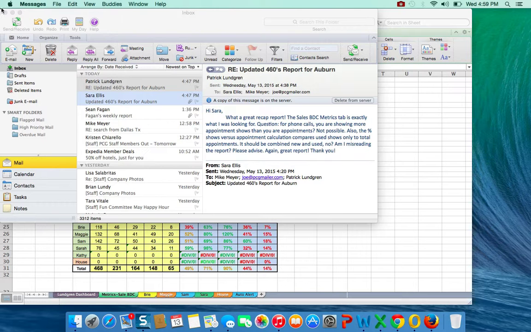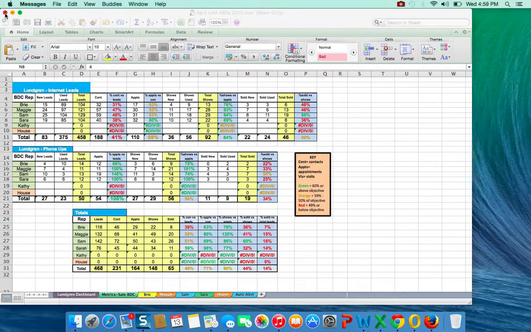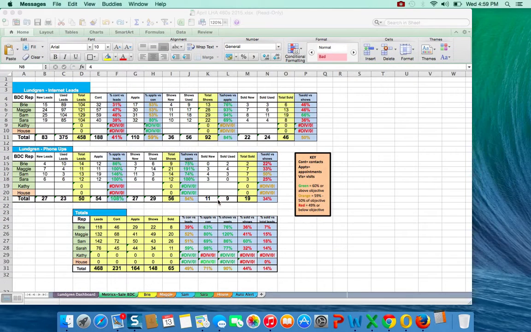We've copied this over so many times that one of the original copies I gave to Mike Meyer, some of the formulas get jumbled. But obviously you have one box that is internet leads by individual, and then one box that is phone calls. We break it down by new and used, and it gives you a total lead. And what you're looking for is something called the 460s. We do a 460s formula.